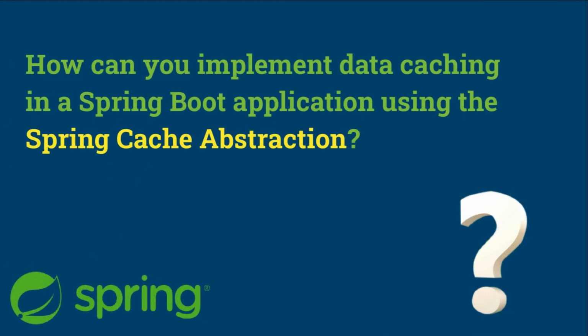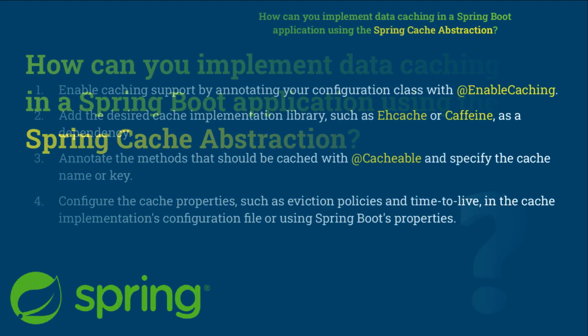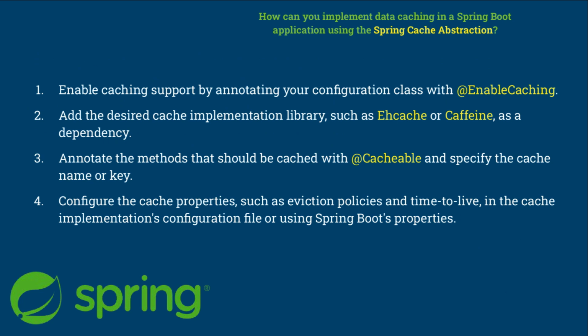First question, how can you implement data caching in a Spring Boot application using the Spring Cache Abstraction? To implement data caching in a Spring Boot application, you can leverage the Spring Cache Abstraction. Follow these steps. First, enable caching support by annotating your configuration class with @EnableCaching.